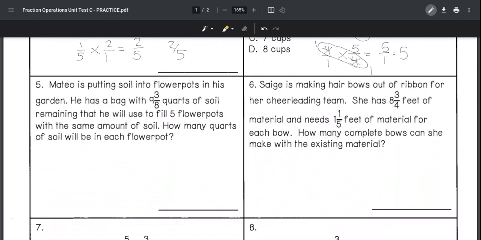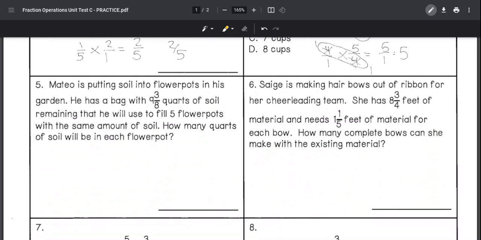Number 5. Mateo is putting soil into flower pots in his garden. He has a bag with 9 3/8 quarts of soil remaining that he will use to fill 5 flower pots with the same amount of soil. How many quarts of soil will be in each flower pot?